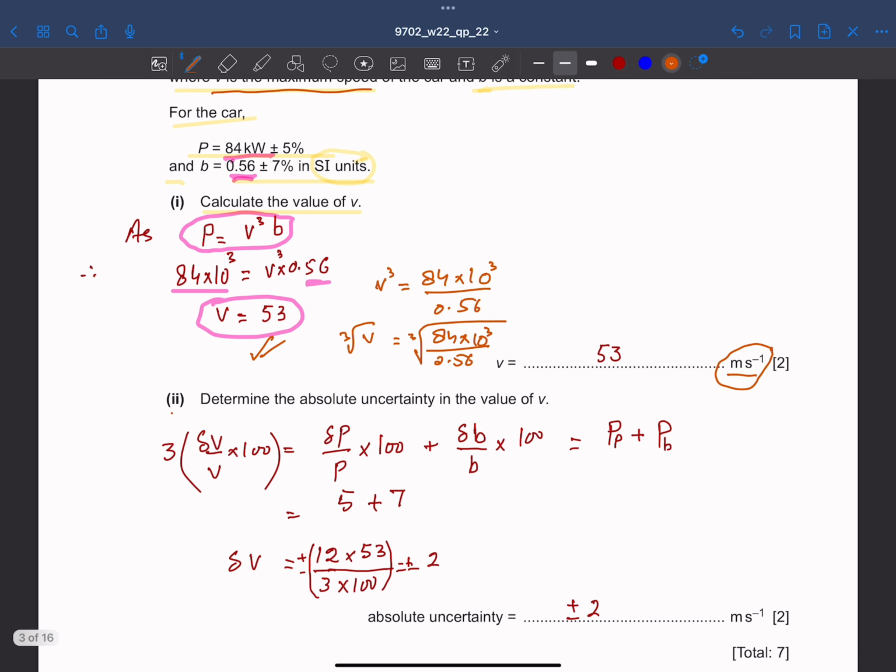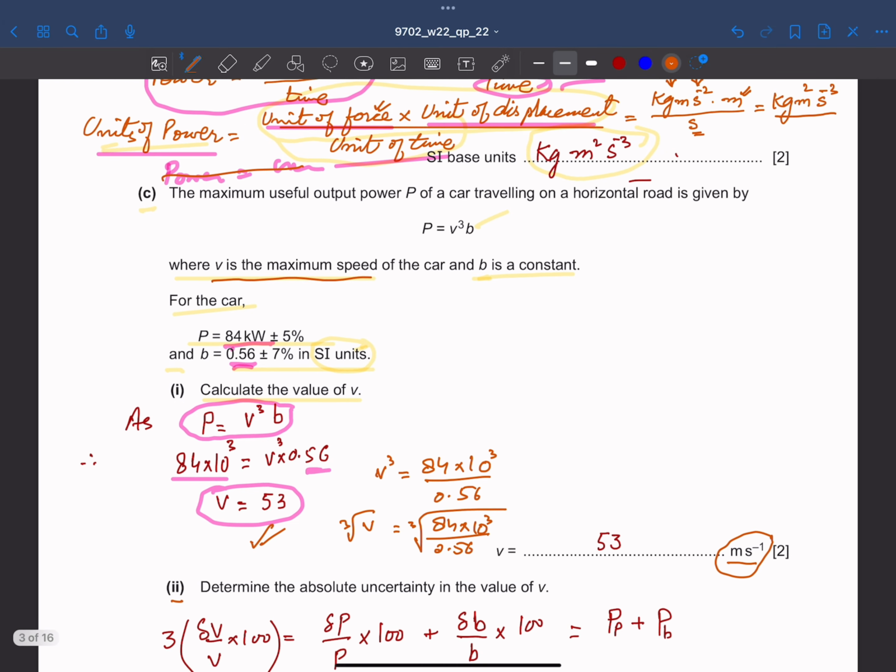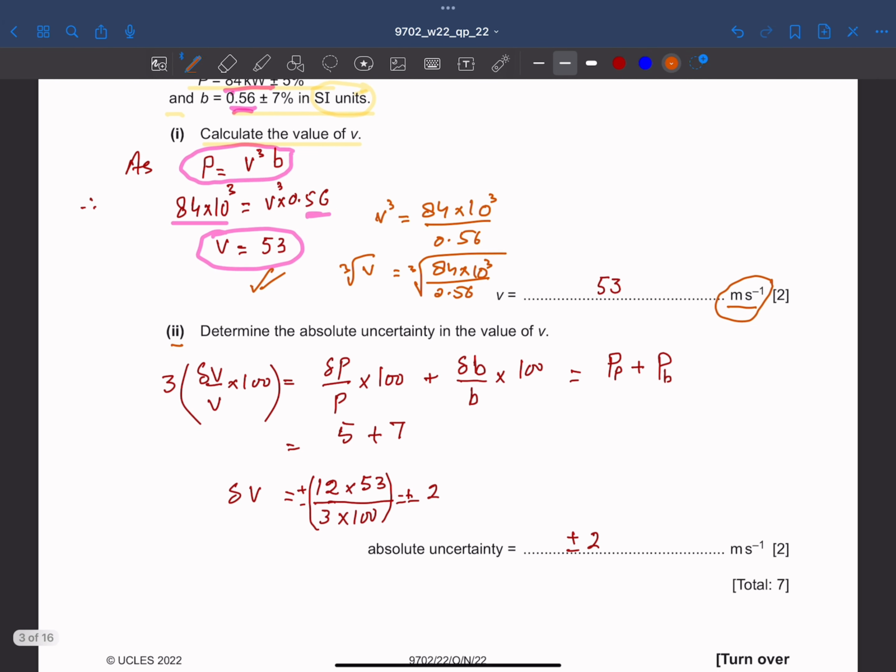Okay. Second part of this question C, determine the absolute uncertainty in the value of V. So when you want to get the absolute uncertainty, basically your target is just to get del V, the absolute uncertainty in the value of V. So del V you need, but how can you get this?